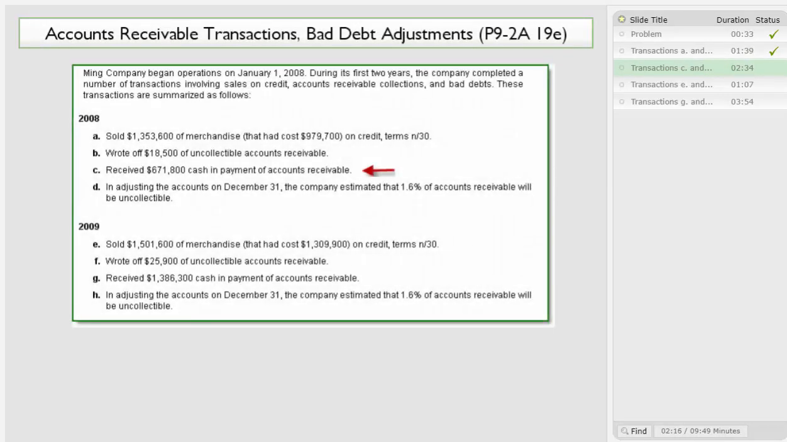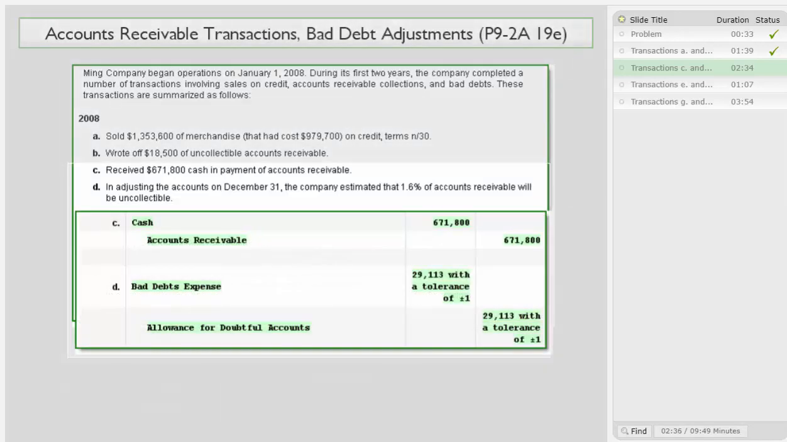On transaction C, we received $671,800 cash in payment of accounts receivable. And on transaction D, in adjusting the accounts on December 31st, the company estimated that 1.6% of accounts receivable will be uncollectible. For transaction C, we debit cash for $671,800, which represents the cash we received in payment of accounts receivable. The offset, or credit, goes to accounts receivable.